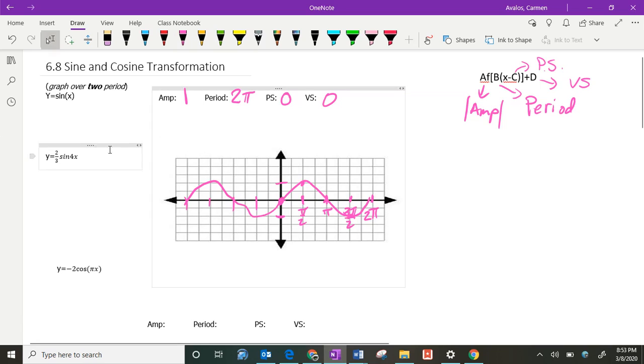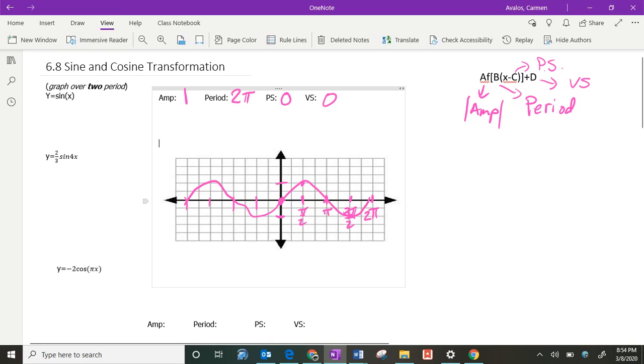So again, you take the period, split it up into 4 equal parts, which are the quadrantal angles. The amplitude is how high and how low you go. And then we're not shifting to the left, we're not shifting it right, we're not shifting it up or shifting it down. And that's how we have the graph of sine.